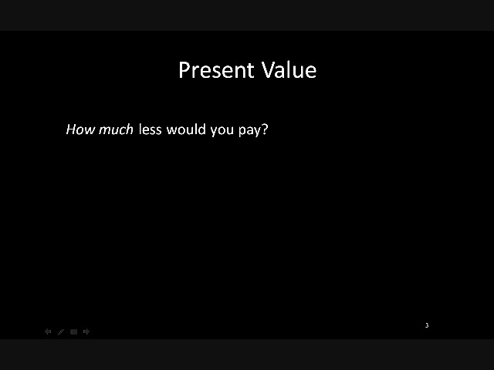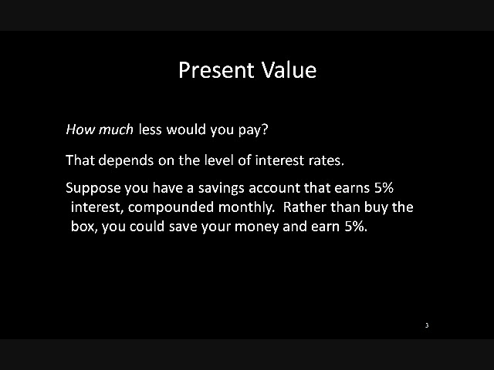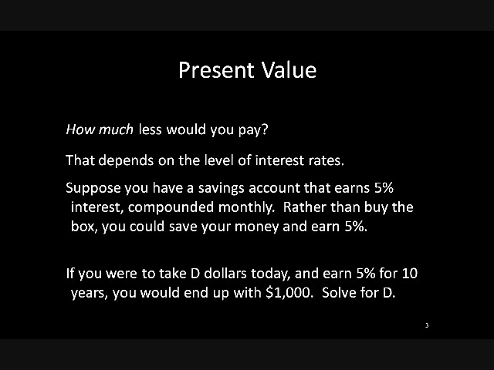Now let's try to quantify this. How much less would you pay for the $1,000? And the answer, as Jane said, is that it depends, and it depends on the level of interest rates. So let's suppose that you have a savings account that earns 5% interest compounded monthly, and rather than buy the box, you could take your money and save it and earn 5%. If you were to take D dollars today and earn 5% for 10 years, you would end up with $1,000.